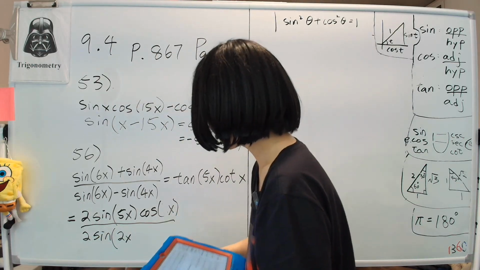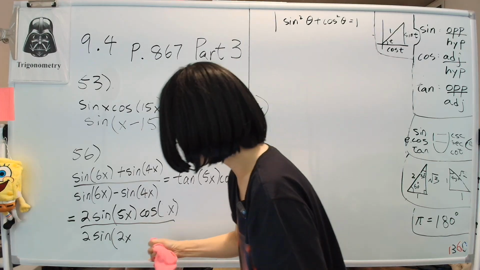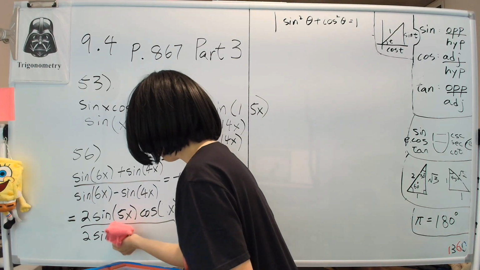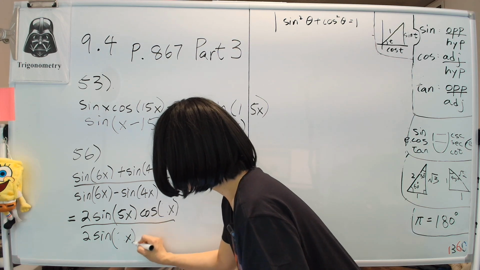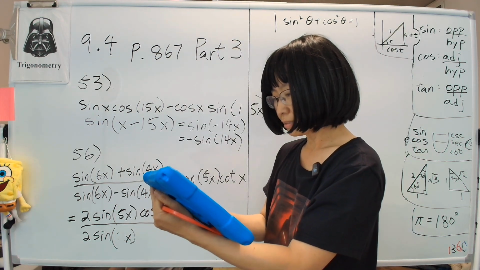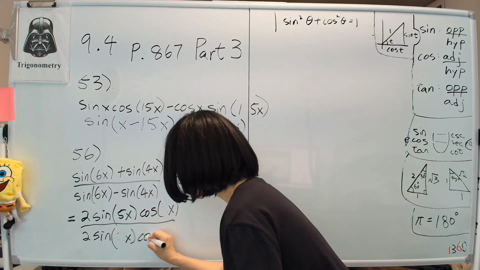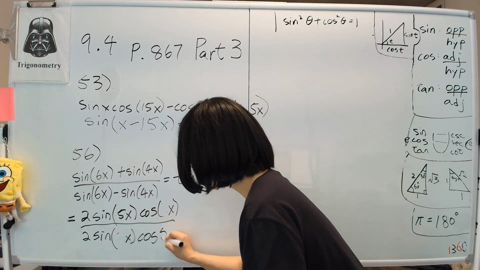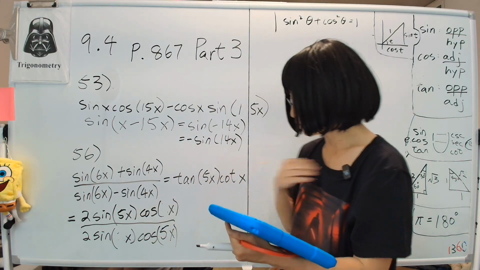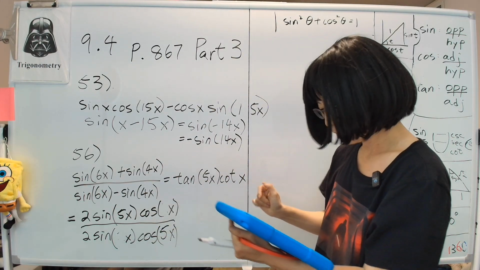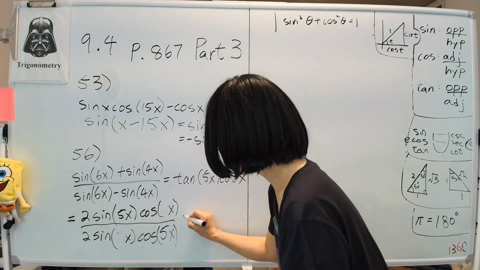So it's just x. And similar to here, 6 minus 4 is 2, but we have to divide by 2 according to the formula. That is 2 sine of the difference, and then cosine of the sum. So cosine of 5x, because that's what we had before, 6 plus 4 divided by 2. So we got to here. What does this equal to?